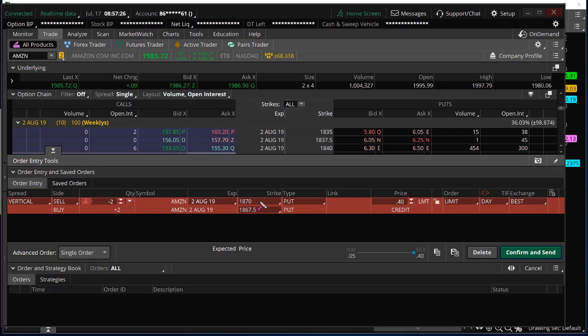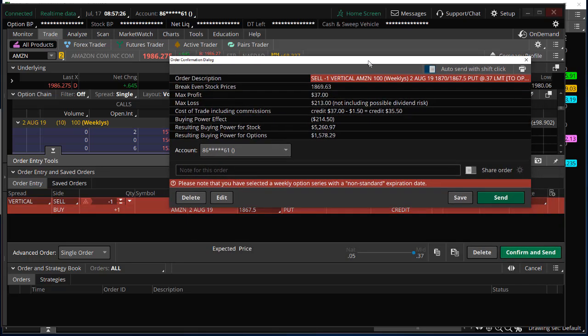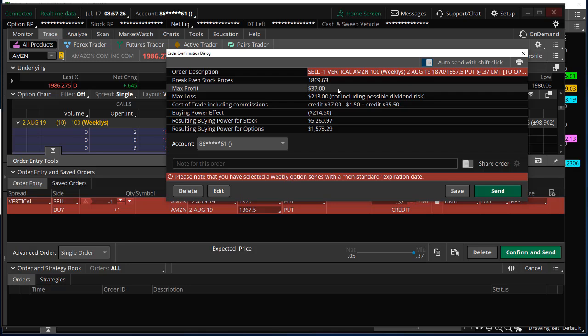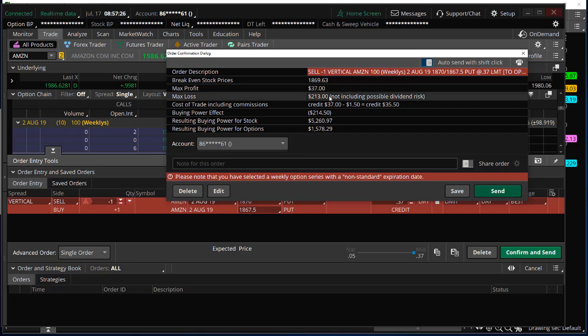So you can go back and forth between a $2.50 wide spread or $5 wide spread. And what you're doing is you're just looking at your credit. I'm just going to show you with one contract, so it's easy math. But 1870 to 1865, 37 cents. And then you're looking at, okay, well, what's your max profit? What's your max loss? Now, obviously, you're more likely to lose more when you're wrong.